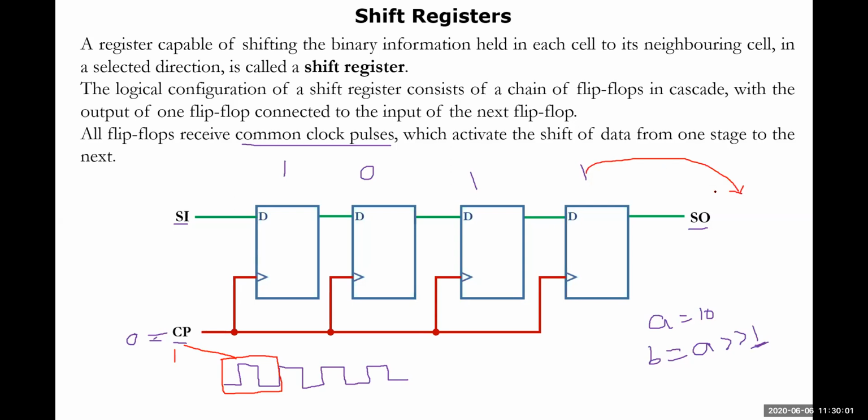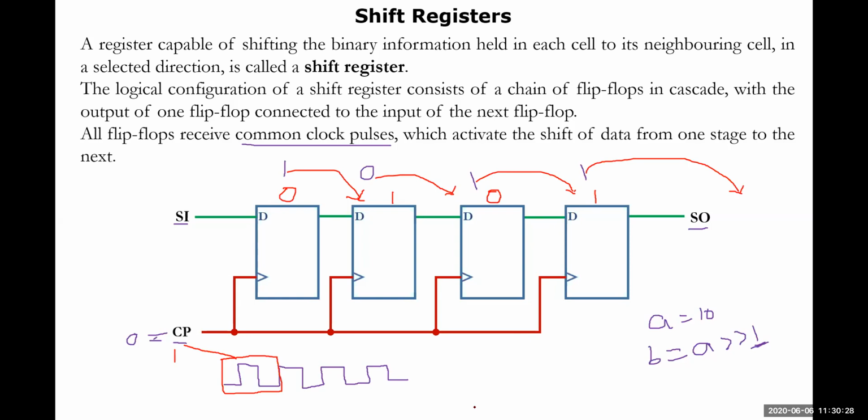This value goes off. This value will be placed here, and this value will be placed here, and this value will be placed here, so that the output looks like this. If any empty vacant spaces are there, fill them with zeros. Here it is 1, here it is 0, here it is 1, and here it is vacant. Actually no data is available here, so it is considered as 0.